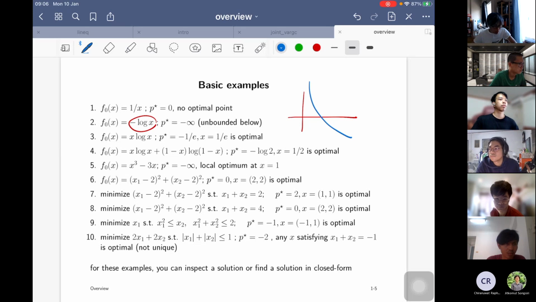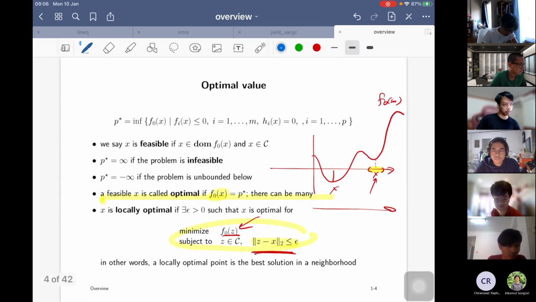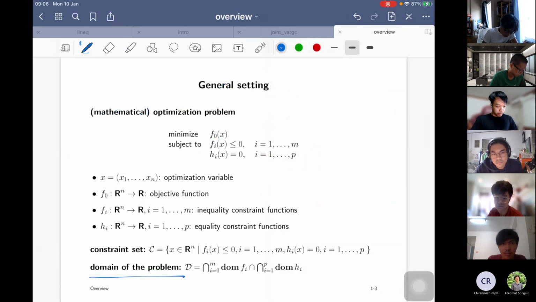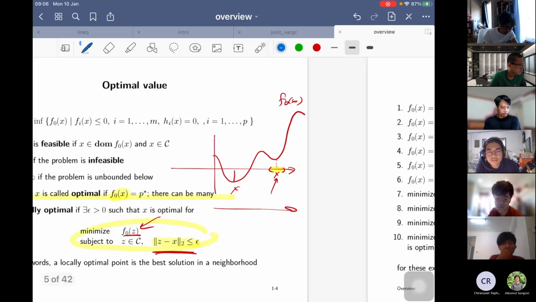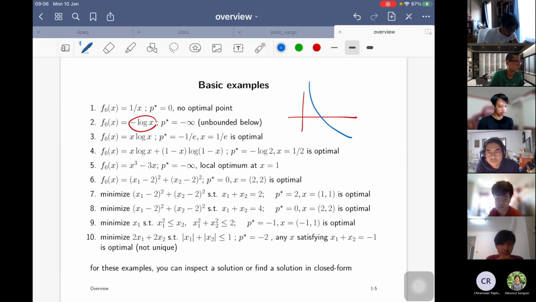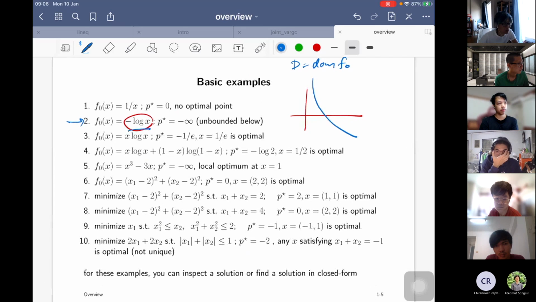Now, what's the domain of the problem? The domain of the problem is actually the domain of all the functions involved, objective and constraint, and you perform the intersection of all those domains. In this one there are no constraint functions, right? So the domain of the problem is actually the domain of the objective function, which is the positive real numbers. Then again, in order to minimize the negative log, the problem is unbounded below. P star is negative infinity.